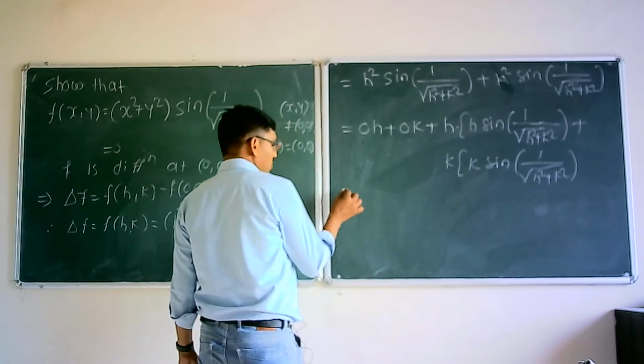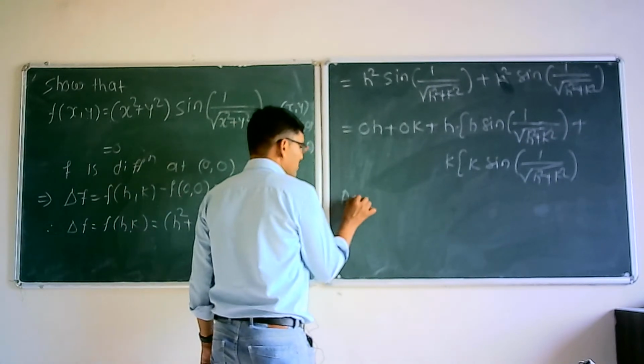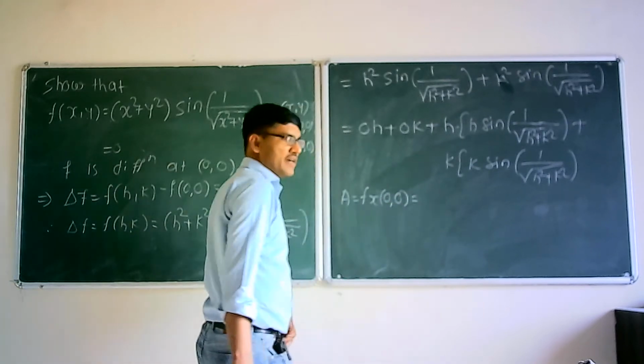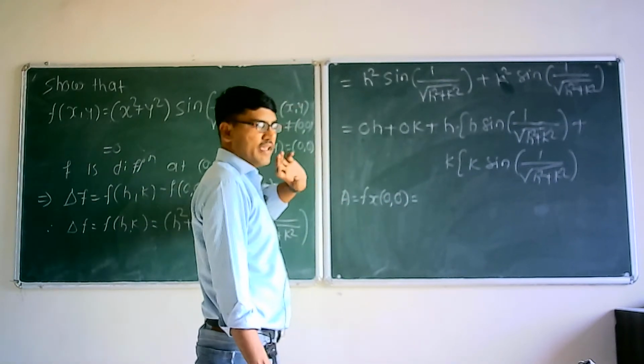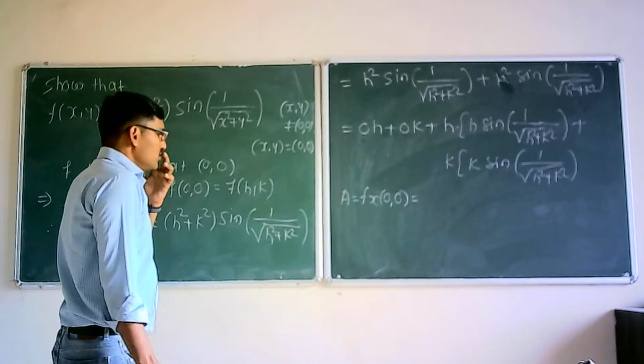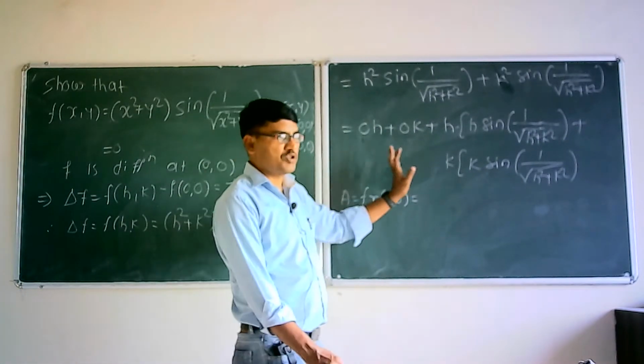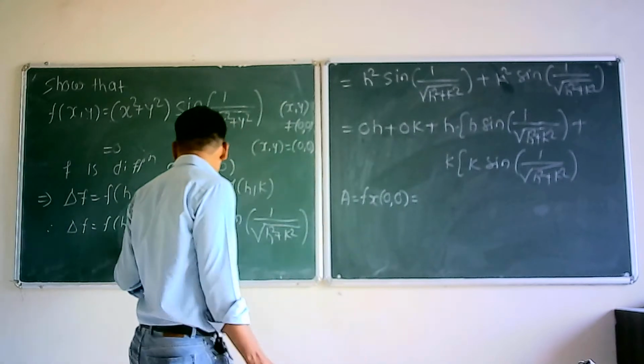Where now consider first A, which is equal to fx(0,0). That is, we are going to show that here our A is 0. If you observe, this side is the same as this side. If you simplify this, again you will get the same f(h,k).